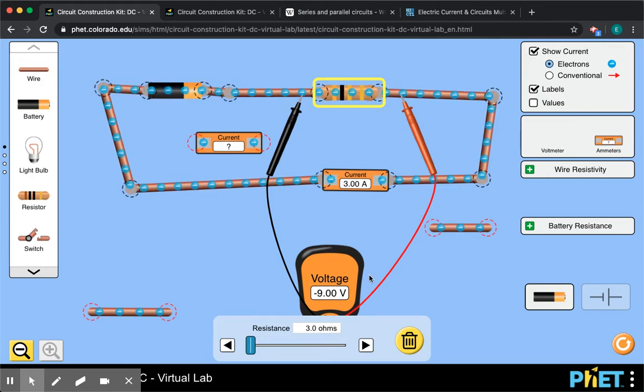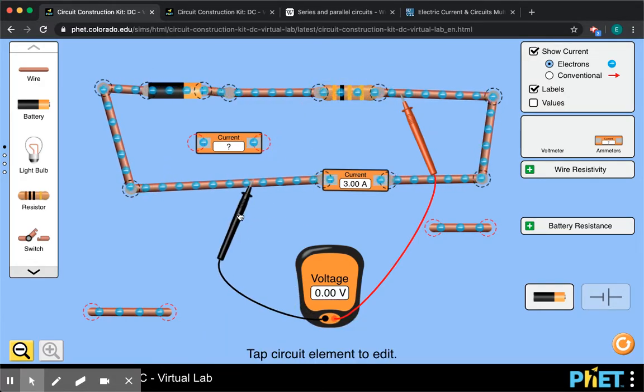Okay, so resistance has no effect on voltage. I just wanted to make that clear. Resistance has zero effect on voltage. Okay, it affects current, but not voltage. So now, let's go back to parallel.